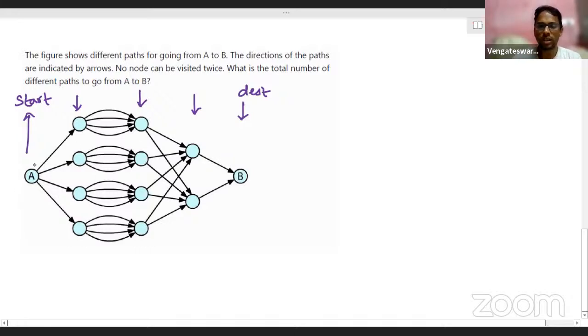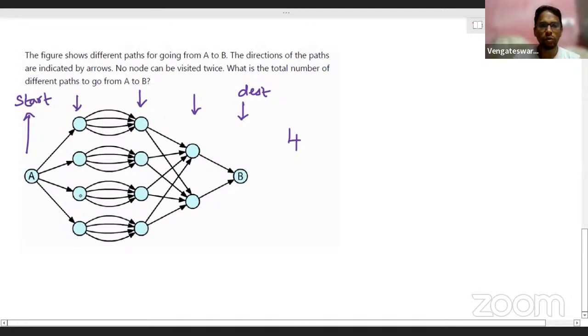Now let's check each one by one. From A to the first terminal itself, can you check in how many possible ways you can go to the first terminal? You have got 4 first terminals. That means in 4 ways you can do this process. You understand the point? From A to here, or A to here, or A to here, or A to here. So you can do this process in 4 different ways.